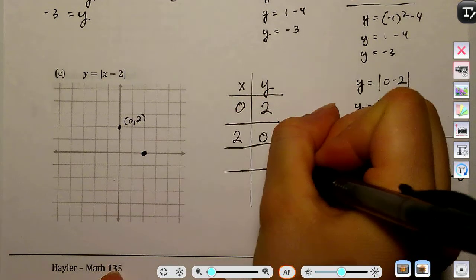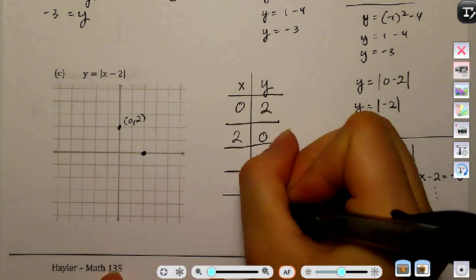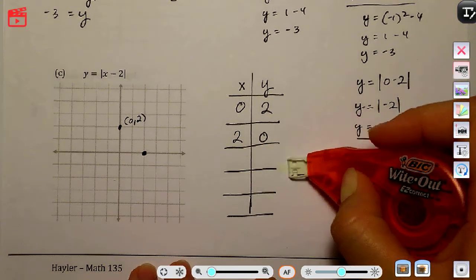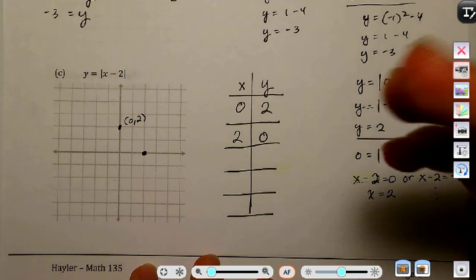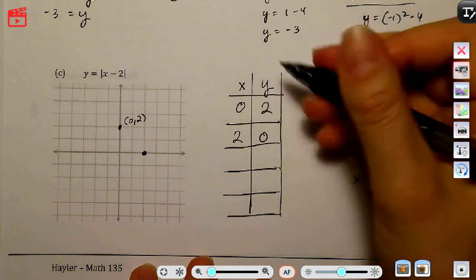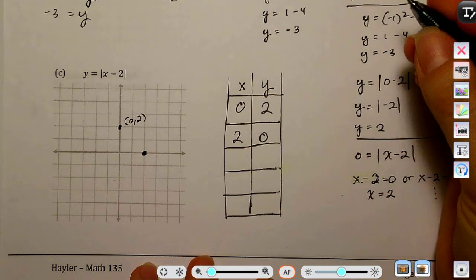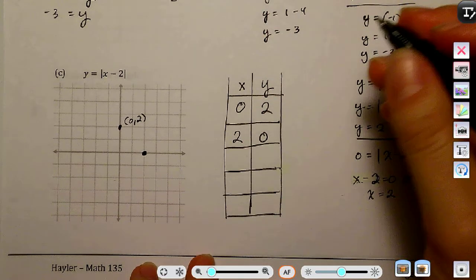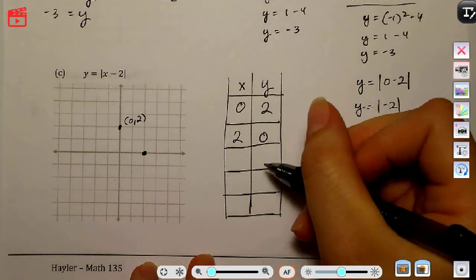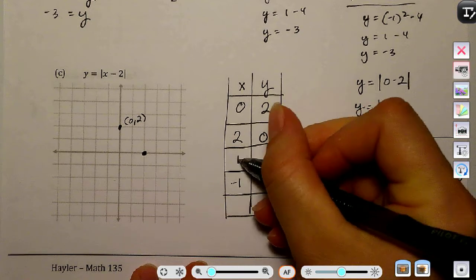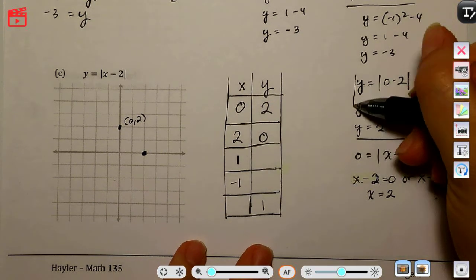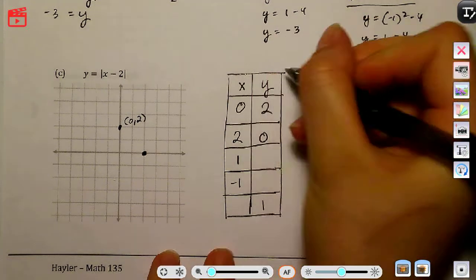So let's make space for 3 other points. Okay, as usual, the values that I like to pick are 1 and -1. Let's do 1 and -1, and then 1 for y. Okay, let's block that off. Okay, so here we go.